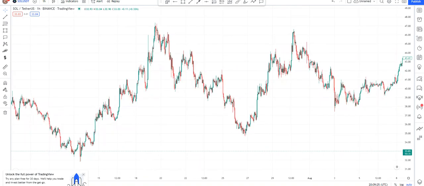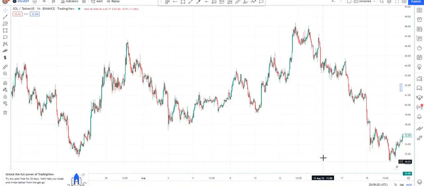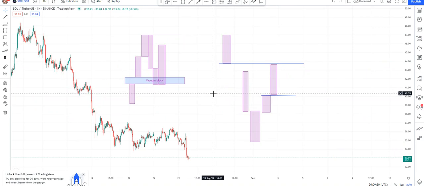If you're saying vacuum blocks, are you referring to gaps in price? Yeah, there are just gaps in price. That's a vacuum block. Just gaps.